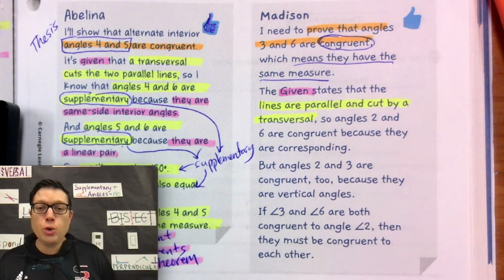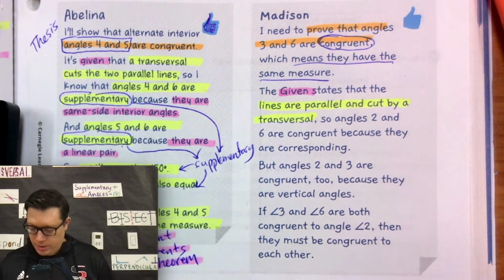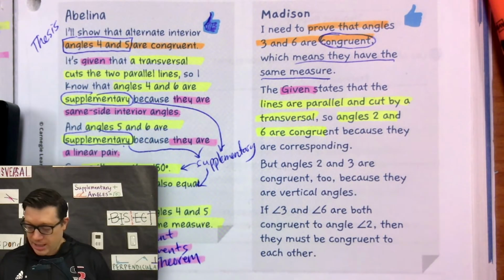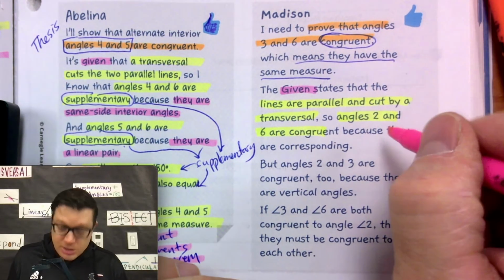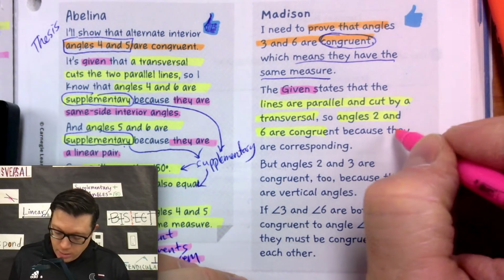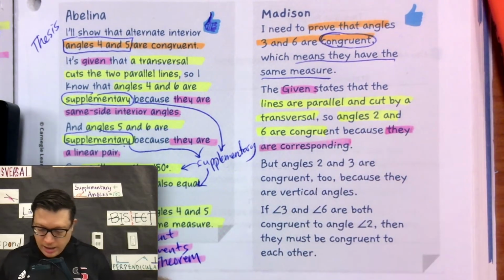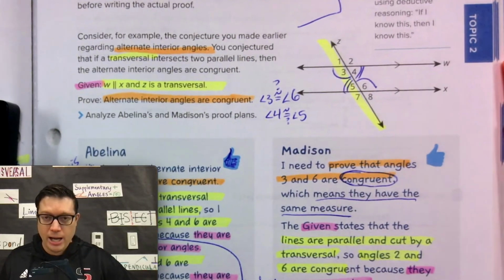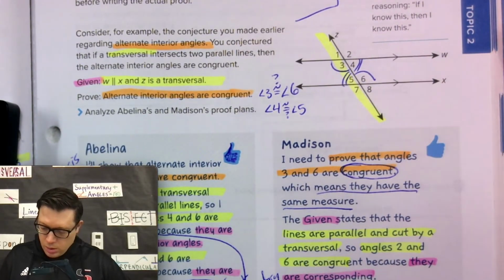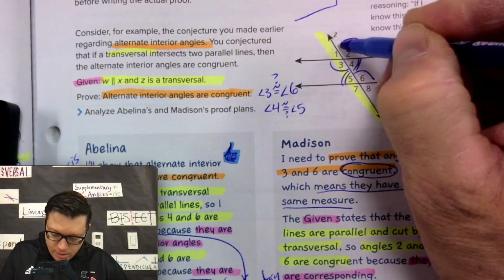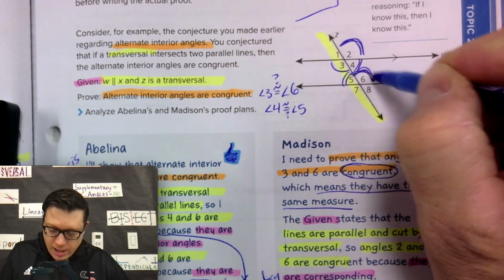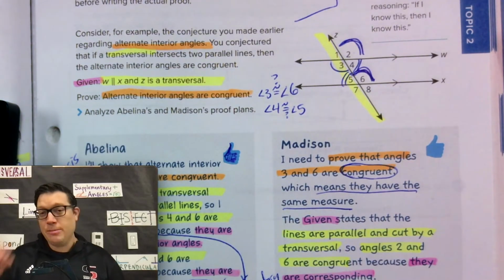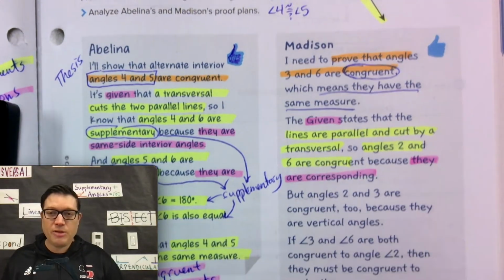So angle 2 and 6 are congruent. Statement. But the reason for that statement is because, so that's a key looking for word, because they are corresponding. And you need a reminder, corresponding angles open the same way. So angle 2, which is up here, and angle 6, which is right here, they both open up and to the right. And one is in between the lines and the other is outside of the parallel lines.